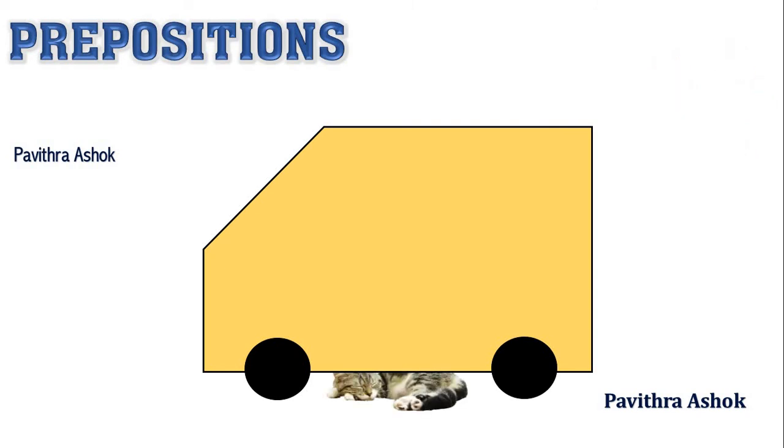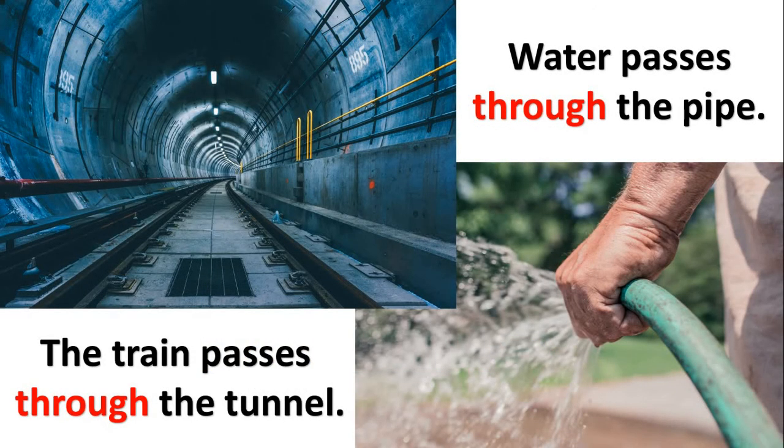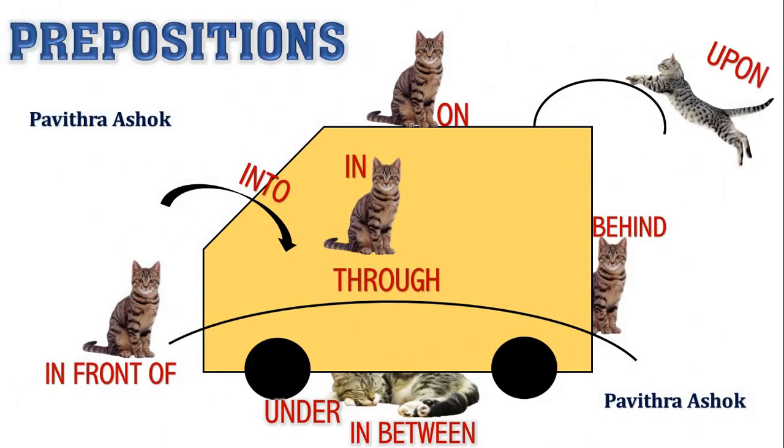Can you tell me, students, where is the cat now? Yes, the cat is under the van and the cat is in between the wheels. When a thing passes from one side to the other and which expresses the direction of something, then we use the preposition through. For example, the train passes through the tunnel, water passes through the pipe. I hope you all have understood prepositions.